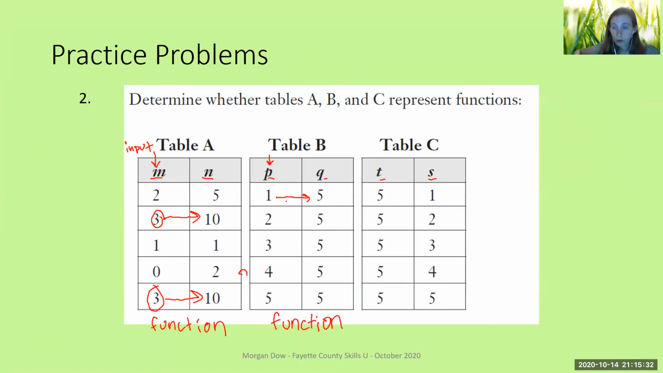So 1 only gives you 5. It doesn't give you any other number. 2 only gives you 5. Doesn't give you any other number. And so on down the list here.